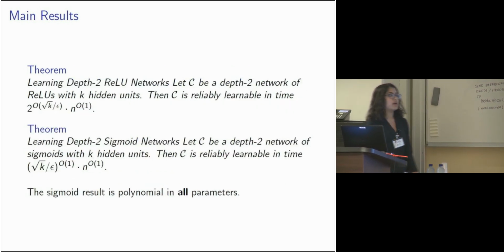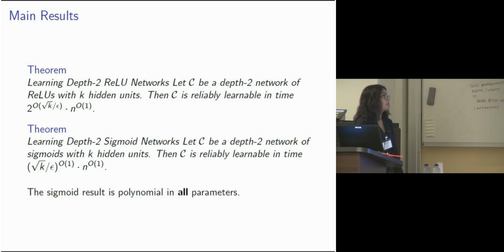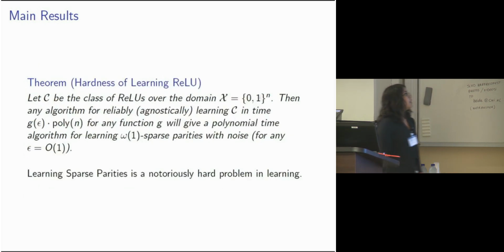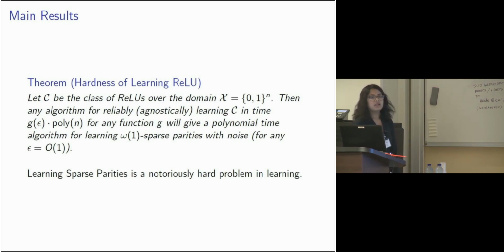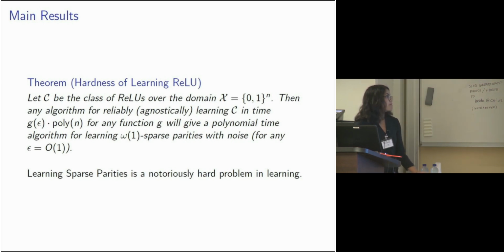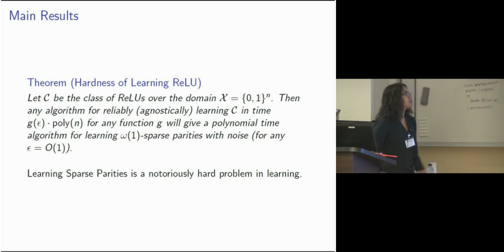We also extend our results to higher depth networks using composition results due to Zhang, and our results also extend to sigmoidal networks, and interestingly for sigmoidal networks we get a polynomial runtime in all parameters. And finally, we show a result on the hardness of learning ReLUs. The hardness result is on the Boolean domain. We show that if there is a polynomial runtime algorithm in the error parameter and the input dimension, then learning sparse parities with noise can be reduced to this problem, which shows the motivation of why working on the unit ball is kind of interesting.